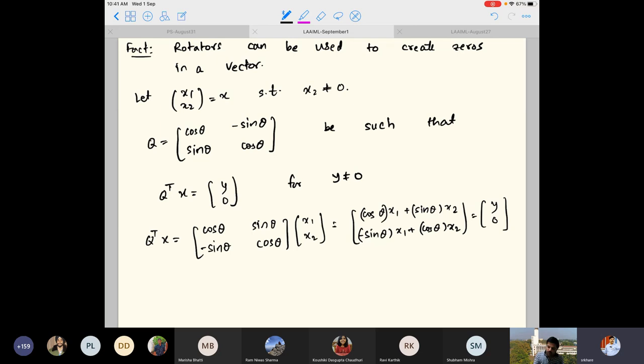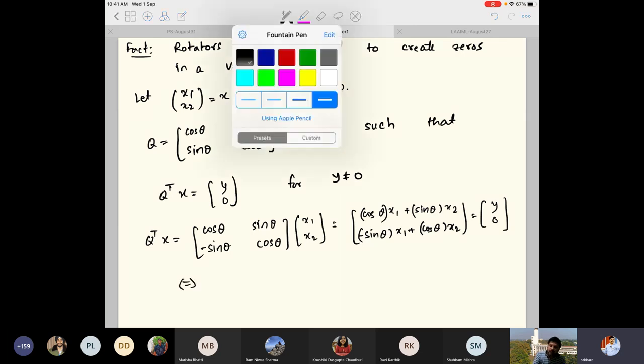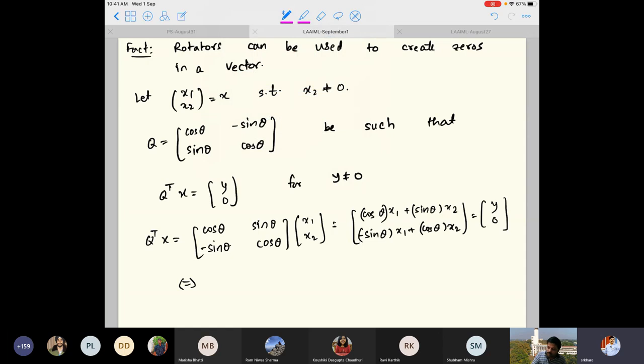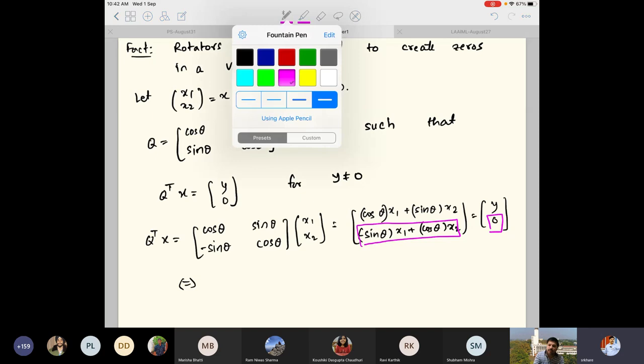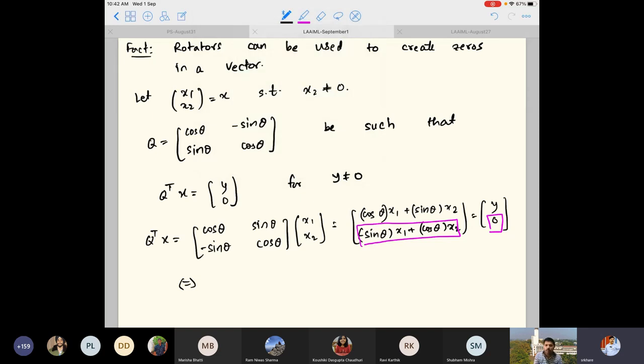And this is true. When will this be true? If and only if this second component is 0, right? The vector equation is satisfied when you satisfy it component-wise. So this equation has to be satisfied, right? So this has to be true. So what does that mean? That means that x1 into sin theta is basically equal to x2 into cos theta. So what will you do?